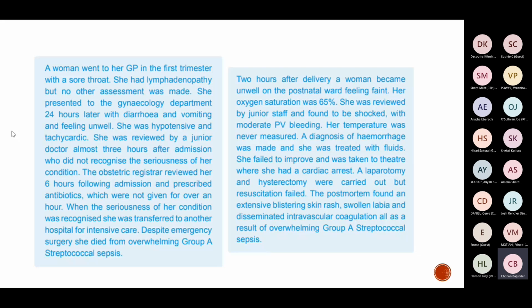The whole review was not done in a timely manner, not recognizing how sick she was, therefore lack of recognition, lack of escalation. Antibiotics were prescribed, that's great, but they were not given in a timely manner, ideally should have been given within that first hour. So again, if you prescribe something, make sure that it is actually given to the patient. It's not just about writing up on the drug chart, make sure that it's administered as well.